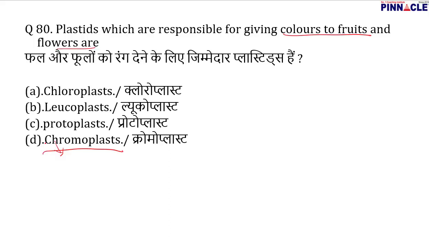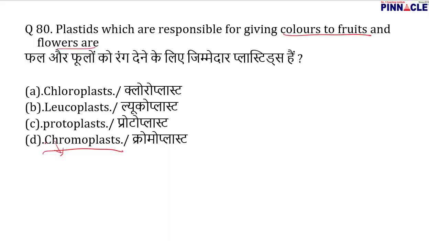Basically, plastids are of three types. One is chloroplast, which is green in color and contains the pigment chlorophyll, which helps in photosynthesis. The second type is phaeoplast, which is dark brown in color, and rhodoplast contains red pigment. So always remember that chromoplast gives color to fruits as well as flowers. So for question number 80, D is the correct option.